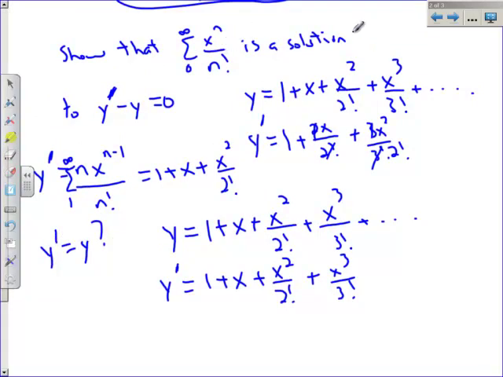Oh, that's right, because that's the function e to the x. That's our power series for e to the x. So if I were to take y prime and subtract y off from that, all the terms would cancel, and I would get 0. And so I did show that.